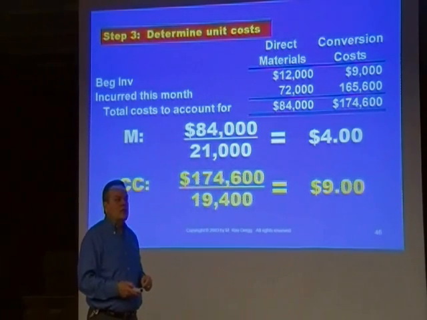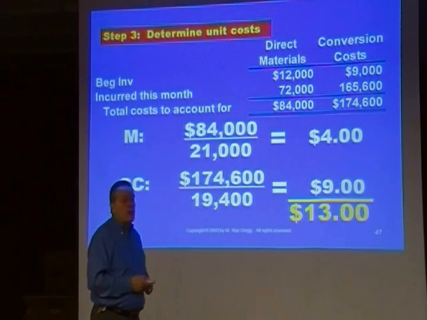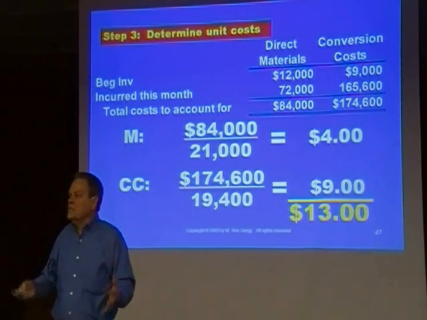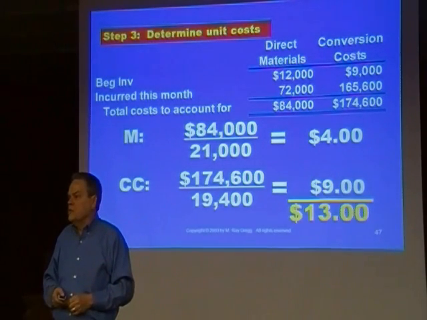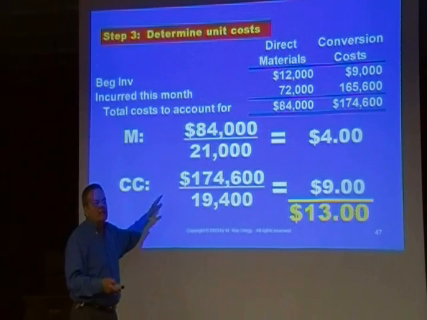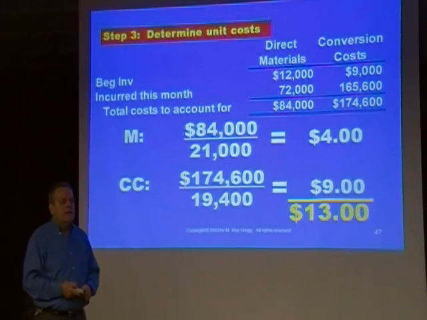What does it cost to produce a product this month? It costs $13 per unit. In this department this month, it costs $13 to produce a unit. Then let's allocate the cost to production based on this calculation we've made.